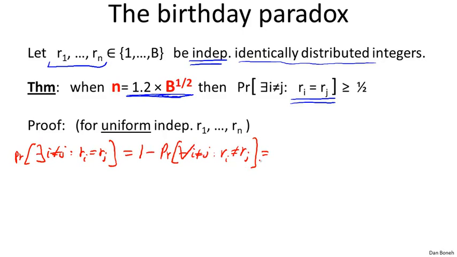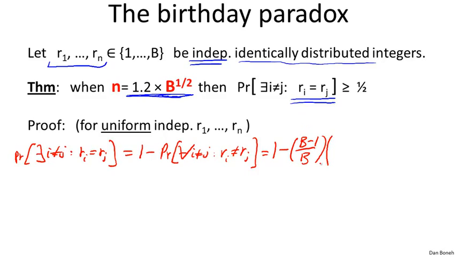Well, let's try to write this out more precisely. We're going to write this as 1 minus. Now when we choose r1, it's the first one we choose, so it's not going to collide with anything. But now let's look at what happens when we choose r2. What is the probability that r2 does not collide with r1? Well, r1 takes one slot, so there are b minus 1 slots that r2 can fall into and not collide with r1. In other words, the probability that r2 does not collide with r1 is b minus 1 slots divided by all b possible slots.